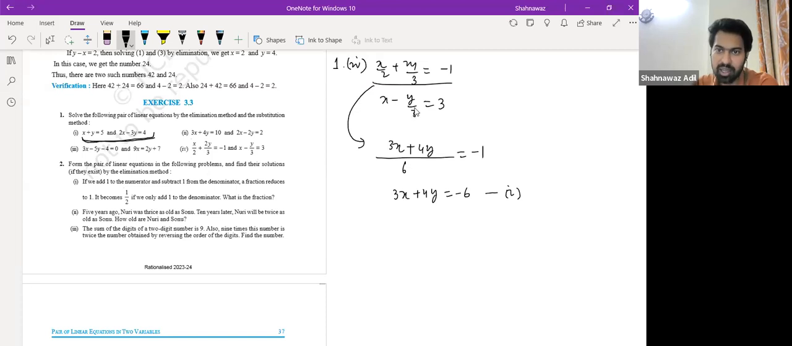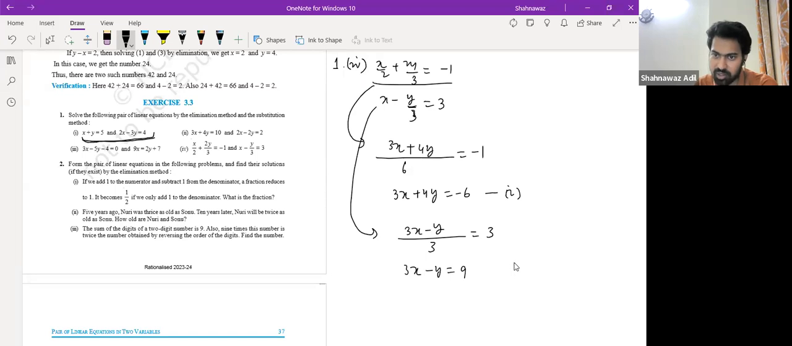And now let us solve this. So this would be 3, and 3x minus y is 3, so 3x minus y is 9. This is the second equation. So this is already done, right? Because the coefficients are already the same, we don't need to multiply it with something. So what should we do?